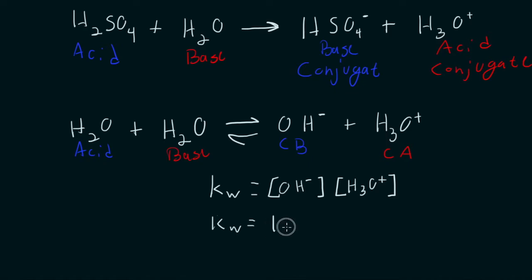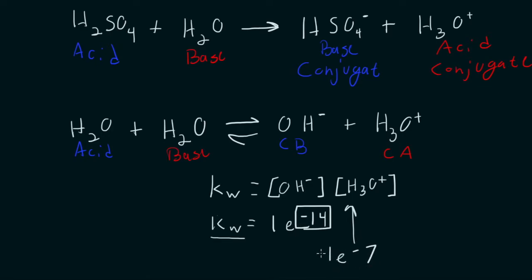It is equal to 1e negative 14. That's 1 times 10 to the negative 14th. So when we're looking at Kw, what this really means is that when water is totally neutral, if we don't do anything with an acid or a base other than just regular water, it's going to have this equilibrium, and the concentration of both of these is going to be equal to 1e negative 7.